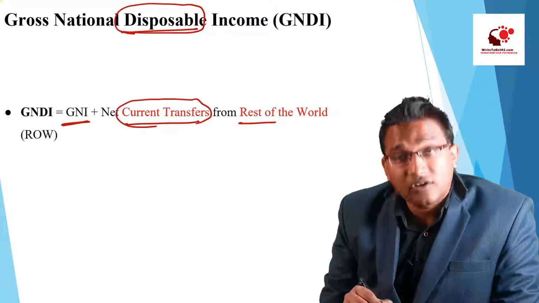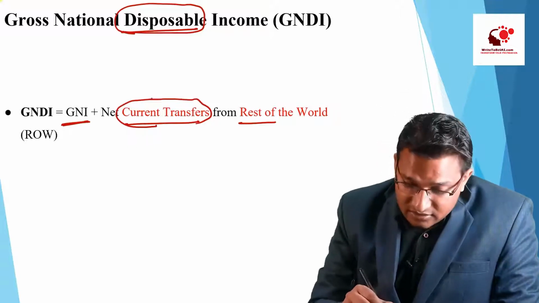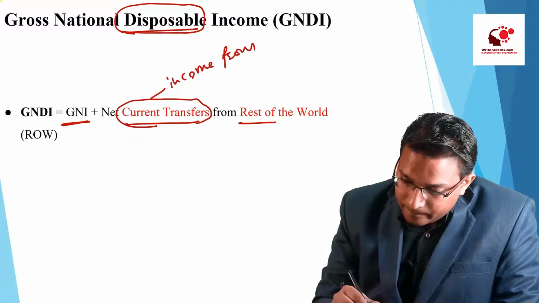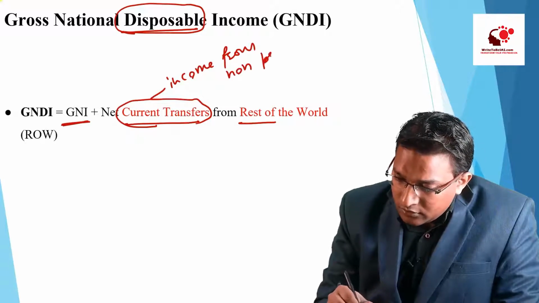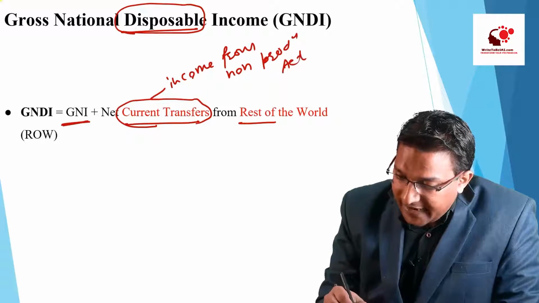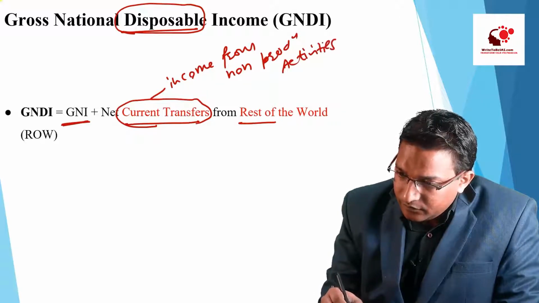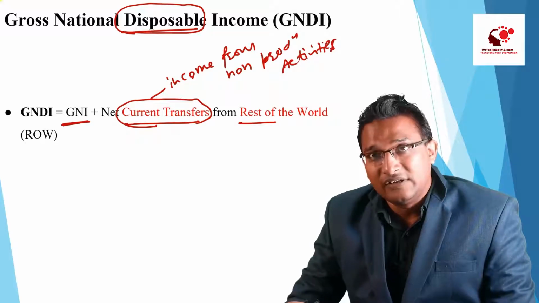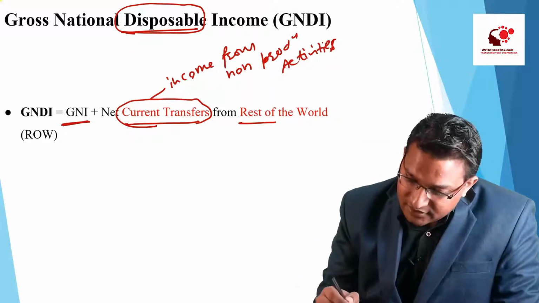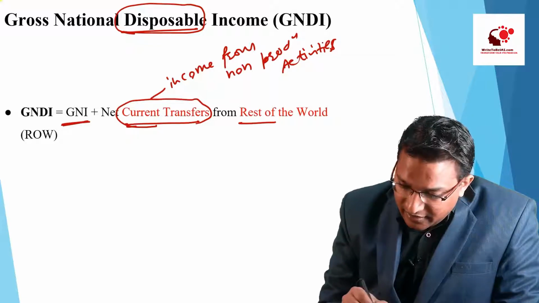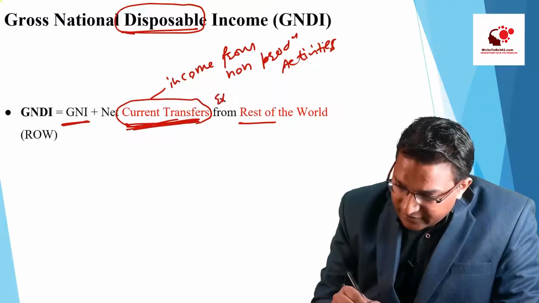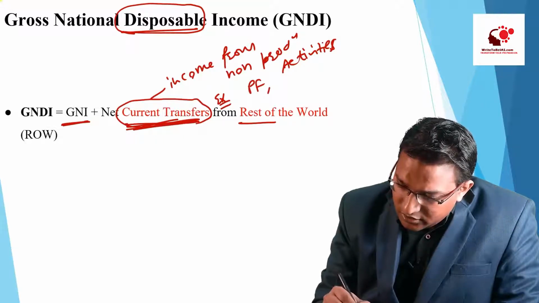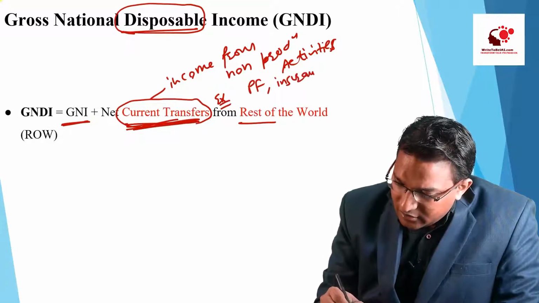What is the meaning of current transfer? The current transfer means the income from non-production activities, right? So what is this current transfer? Examples can include the social contribution like PF, it can include the insurance part, right?